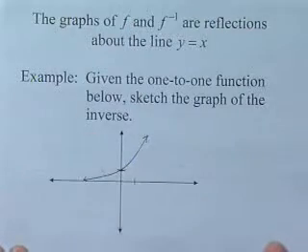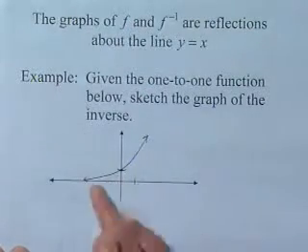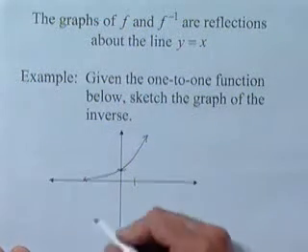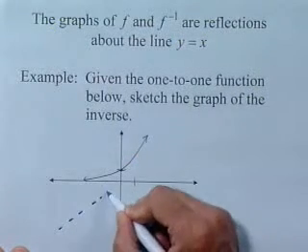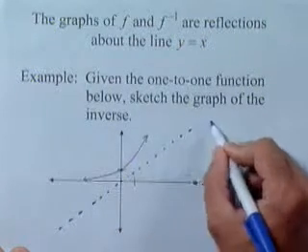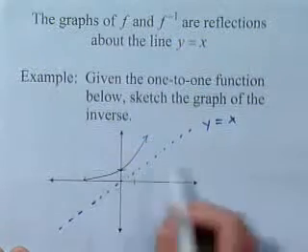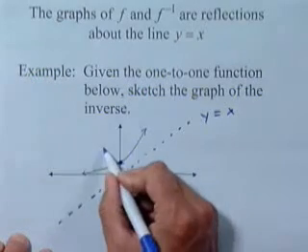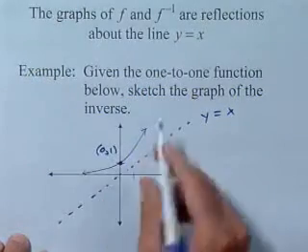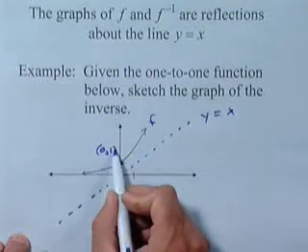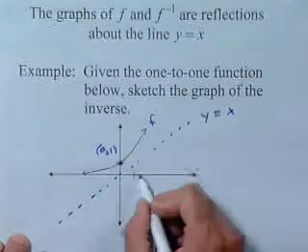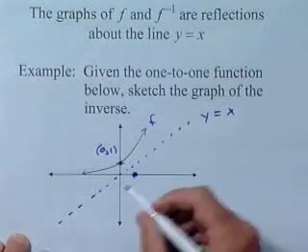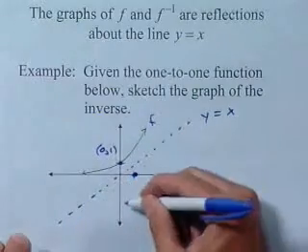So let's do an example. Let's say that this function is one-to-one. Notice it passes the horizontal line test. And it just says sketch the inverse function. Well, what we need to do first is draw the line y equals x. And it's going to be a mirror image about this line. So let's take a look at this point here. That's the point (0, 1). If f takes 0 to 1, then f inverse is going to take 1 to 0, so it must go through that point right there. And if we draw a mirror image about this line, it's going to look something like this.